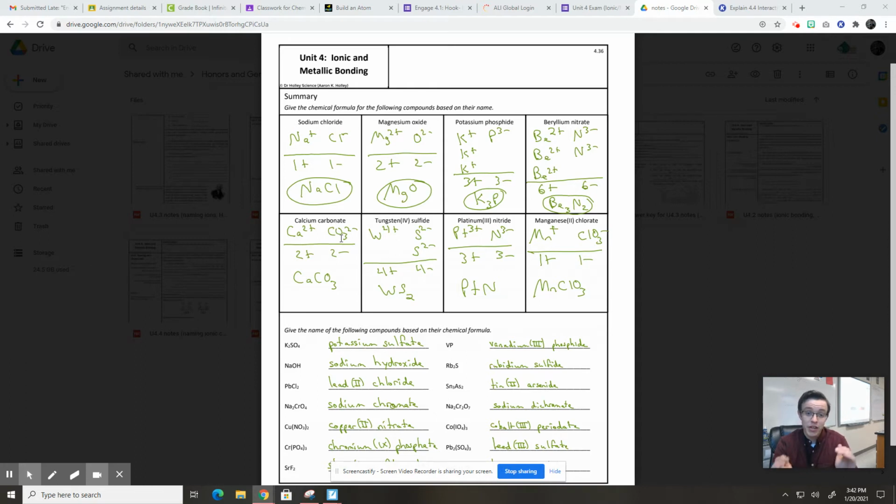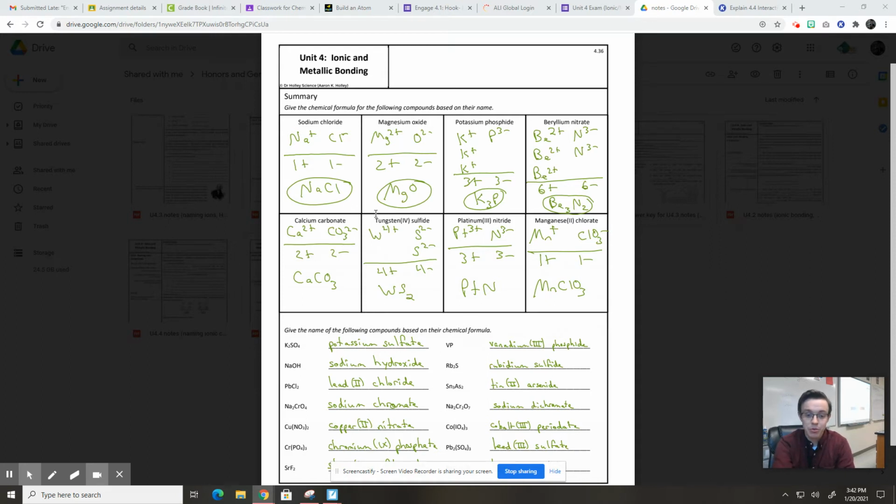Carbonate is CO3 altogether. It's a polyatomic ion with a -2 charge. Okay. +2 and -2 cancel out. So you just need one of each, Ca and then CO3. All right.